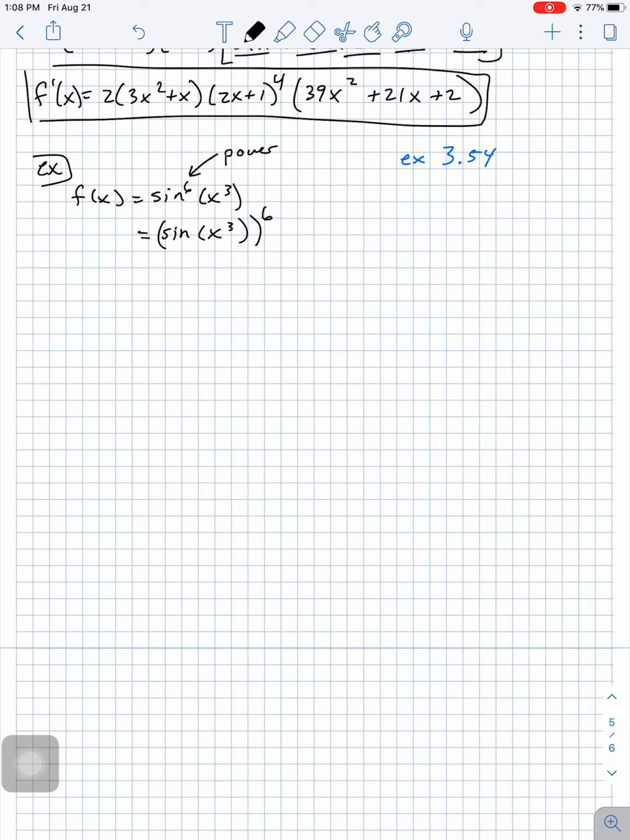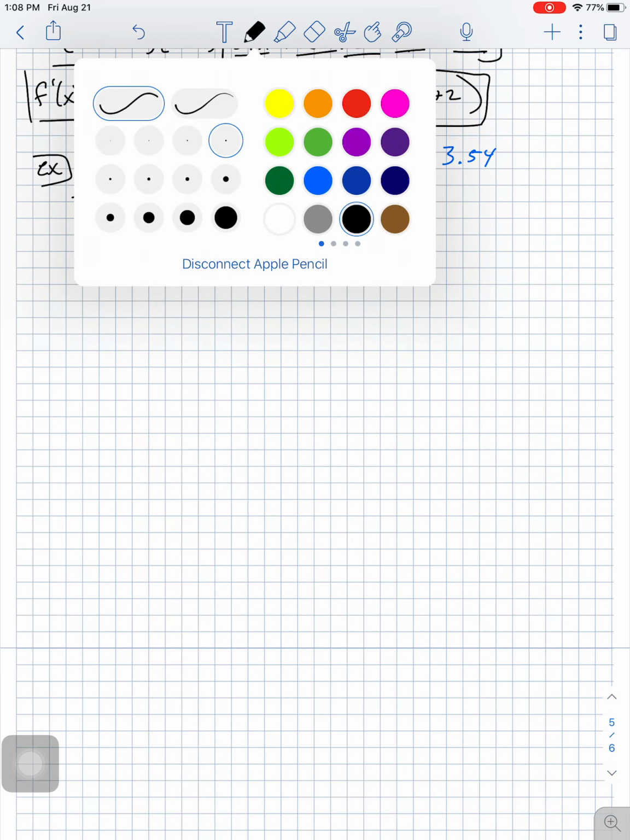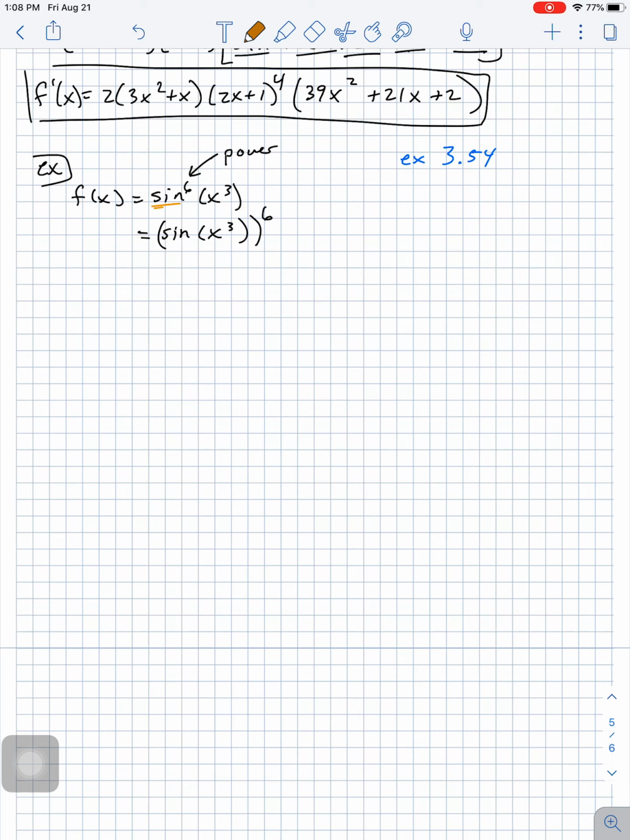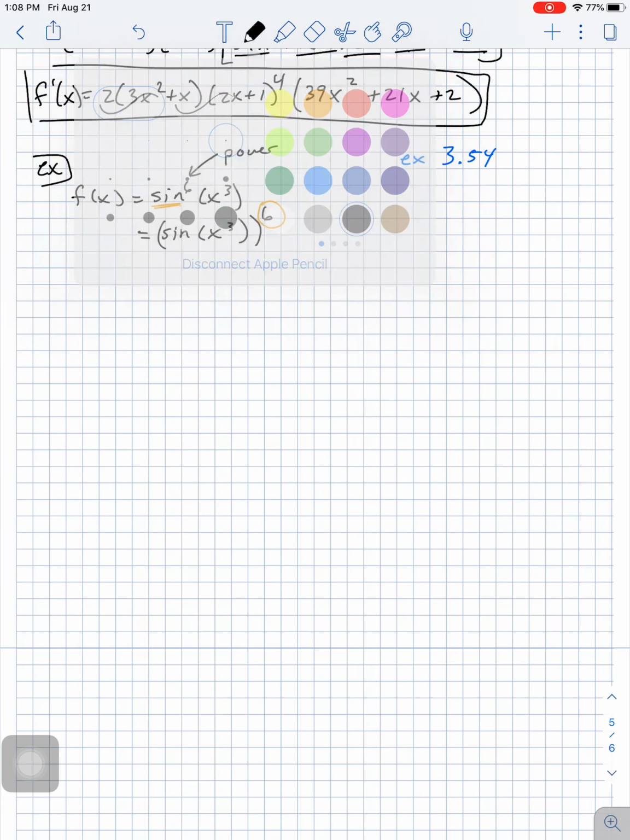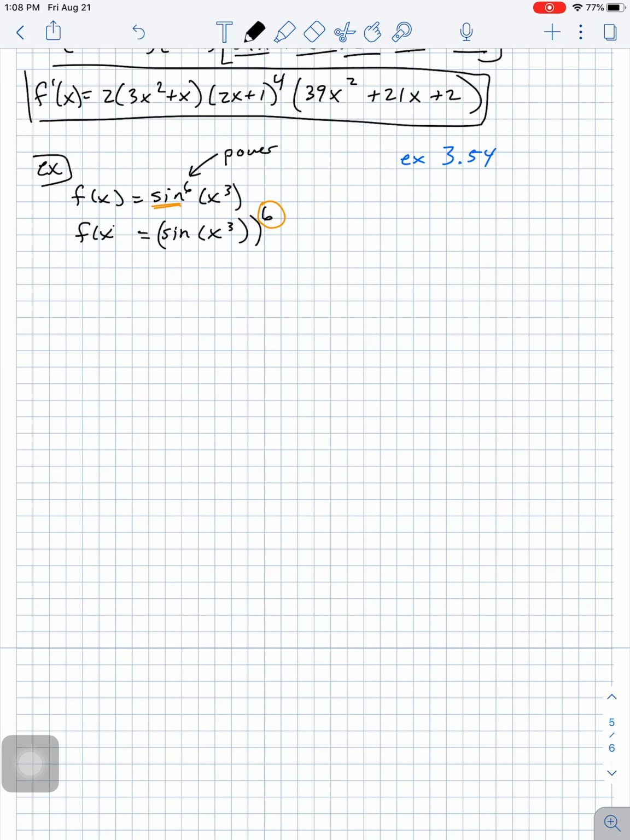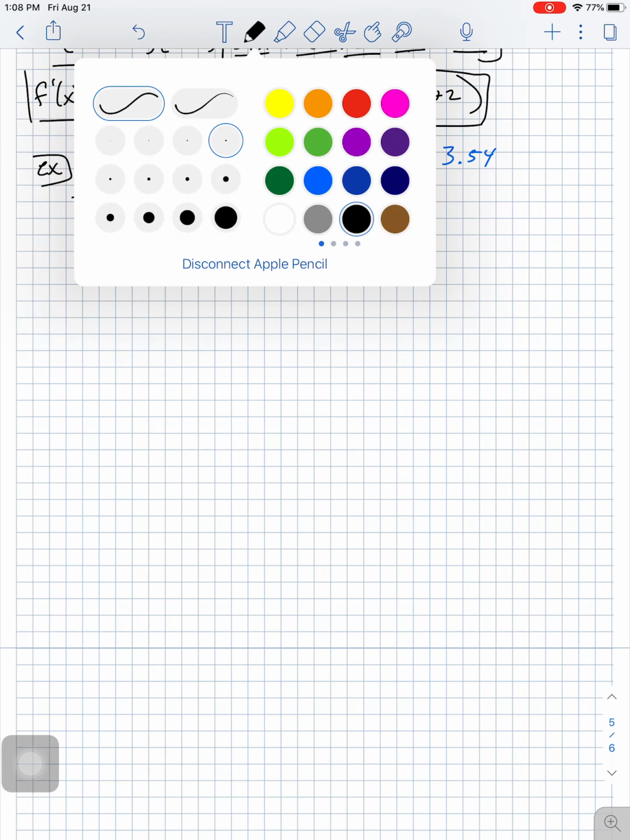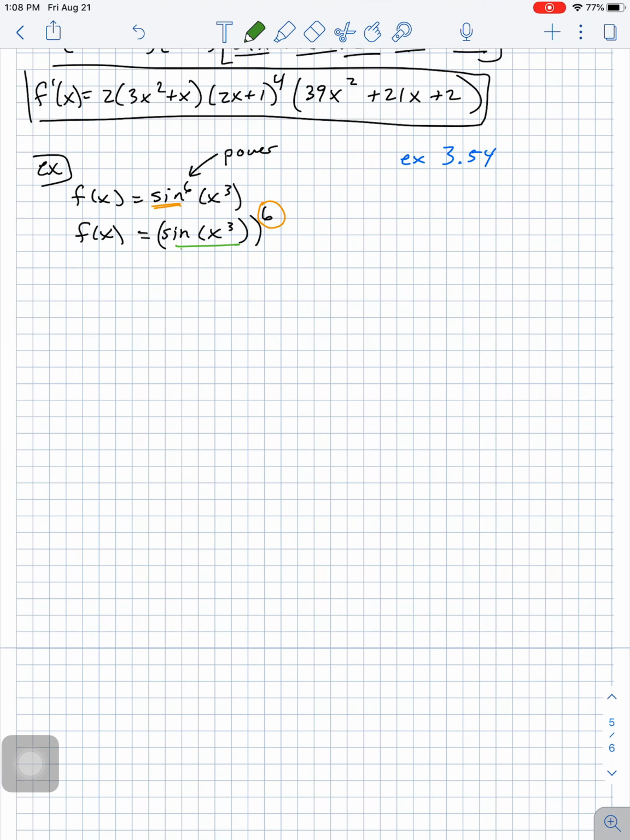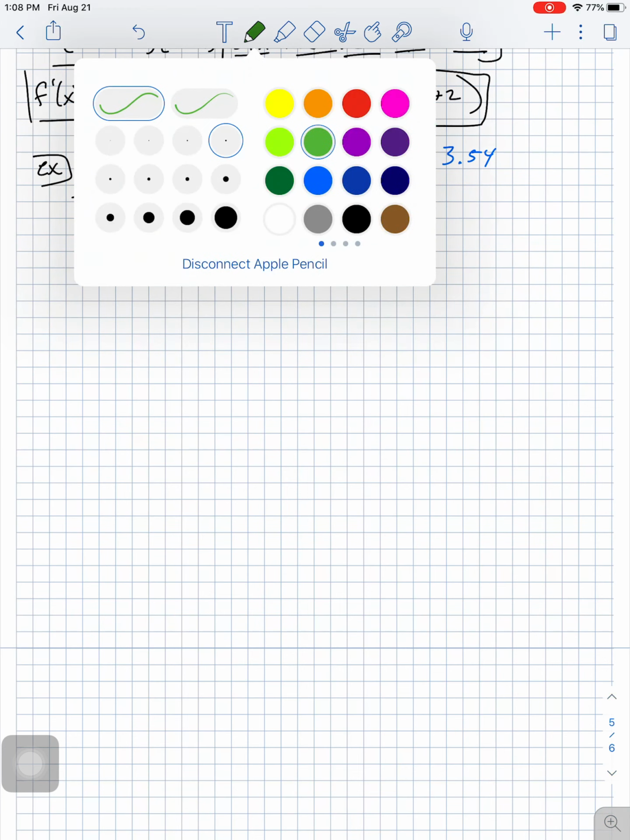And it's important because some people look at this form and say, oh, sine is the outside function. And it's actually not. This 6 is the outside function, okay? So let's do the chain rule on this. The outside function is 6. The inside function is this sine x cubed.